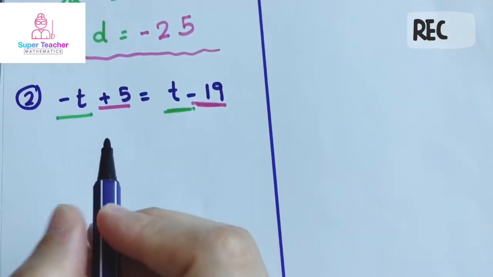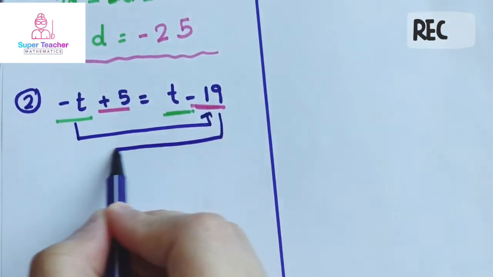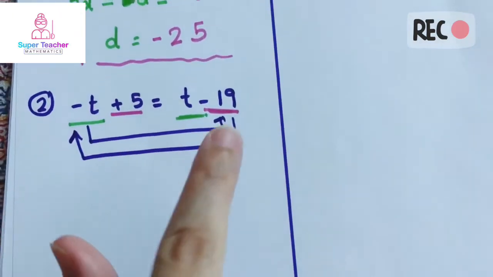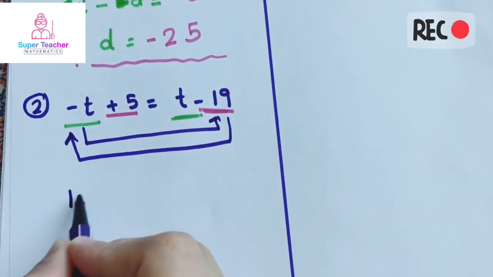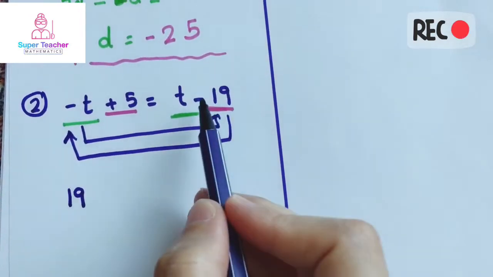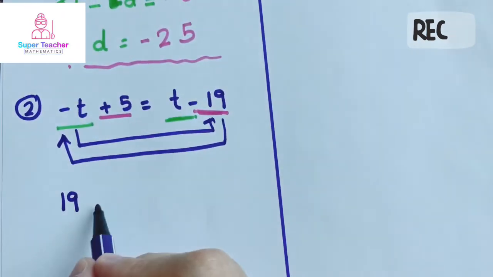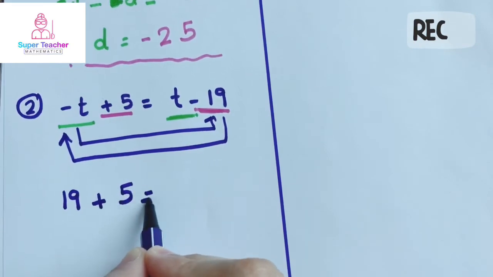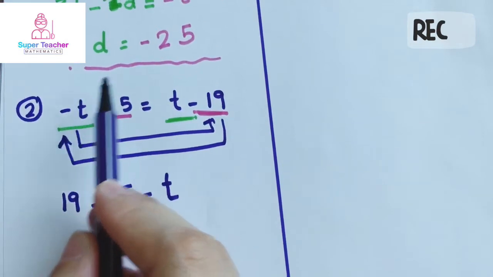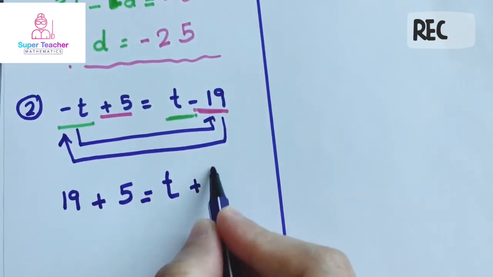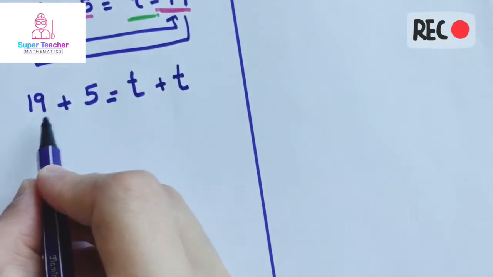This will be easier for me, so I will move this one here and this one here. The negative 19 will come instead of the negative t, it will be 19. Why will it be 19? Because the negative, when it moves over the equal, will be positive, and we already have plus 5, I will not change it. Now we already have t on the other side. What will come to the t? The negative t will move here, it will be positive t. Now let's complete 19 plus 5.